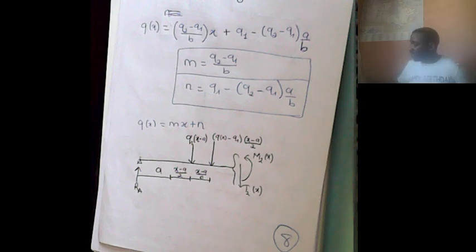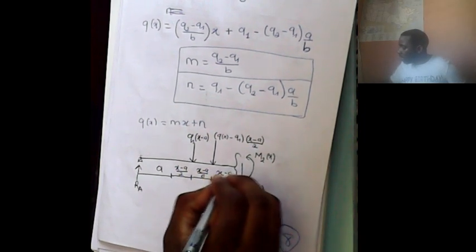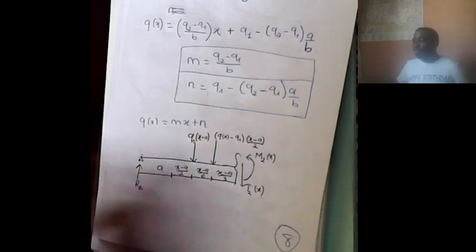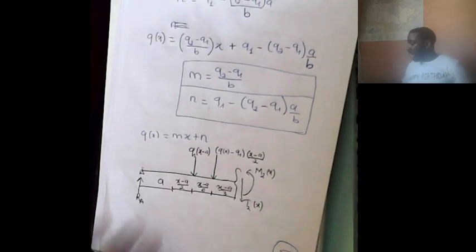If I'm wrong, you correct me. And what is left here is x minus a all on 3. But we already calculated a similar thing when we were calculating reactions. All right? So let's look for the moment on page 9.